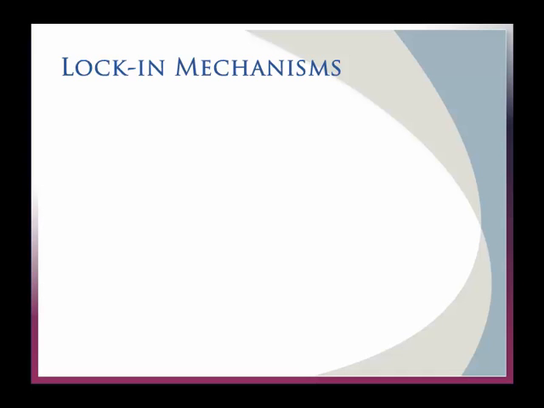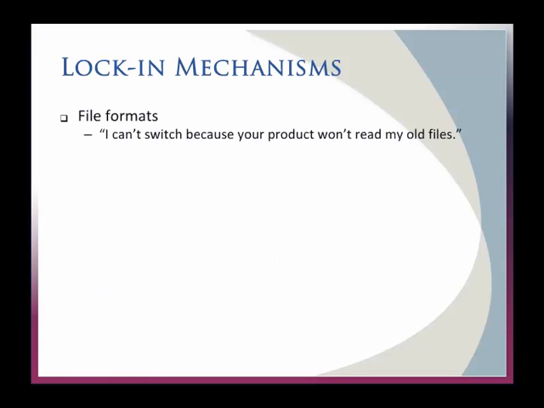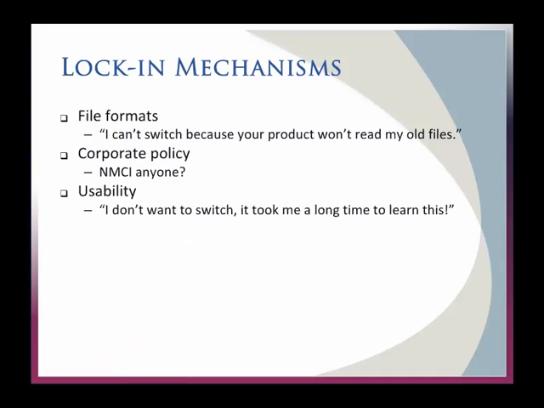So some mechanisms for lock-in, and these are the things that we ought to be paying attention to because we want to avoid lock-in where we can. You can't always avoid it entirely, but you at least want to be aware of it. So one thing would be file formats. I can't switch to your product because it won't read my old files. How about corporate policy? Things like NMCI that force something on you because it's the corporate policy. Usability. Well, all things are equal, but I don't want to switch because it took me so much time to learn this product, I don't want to have to learn another one.